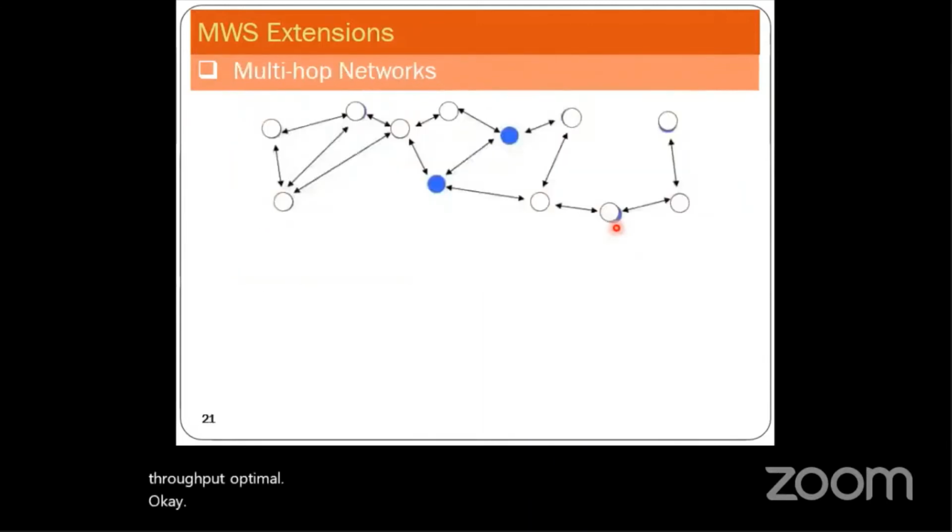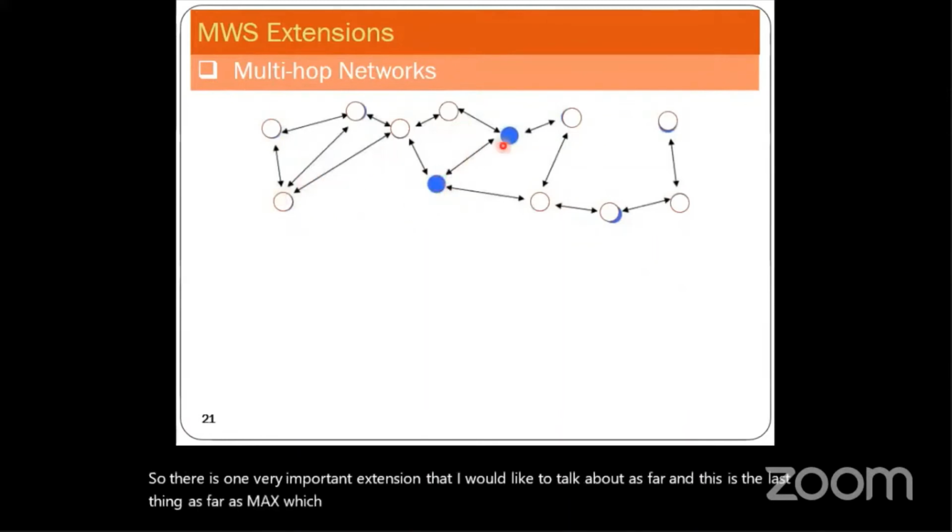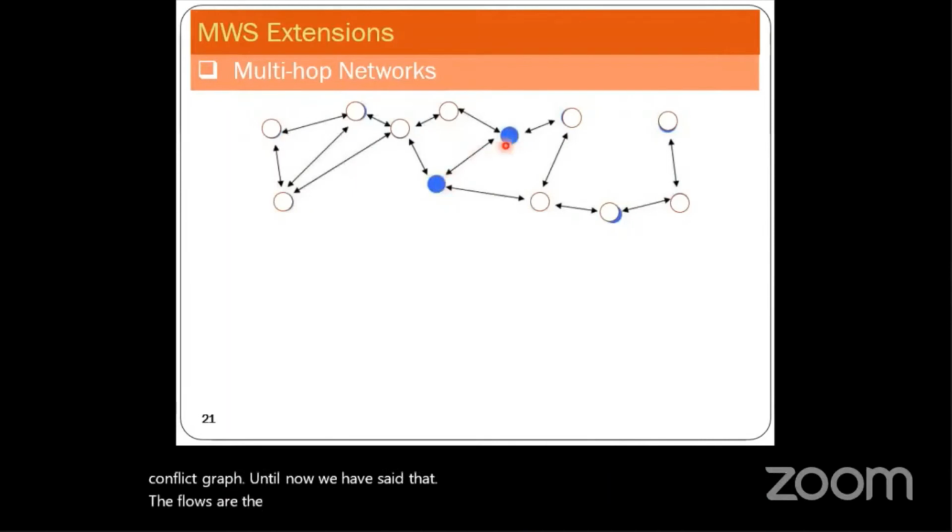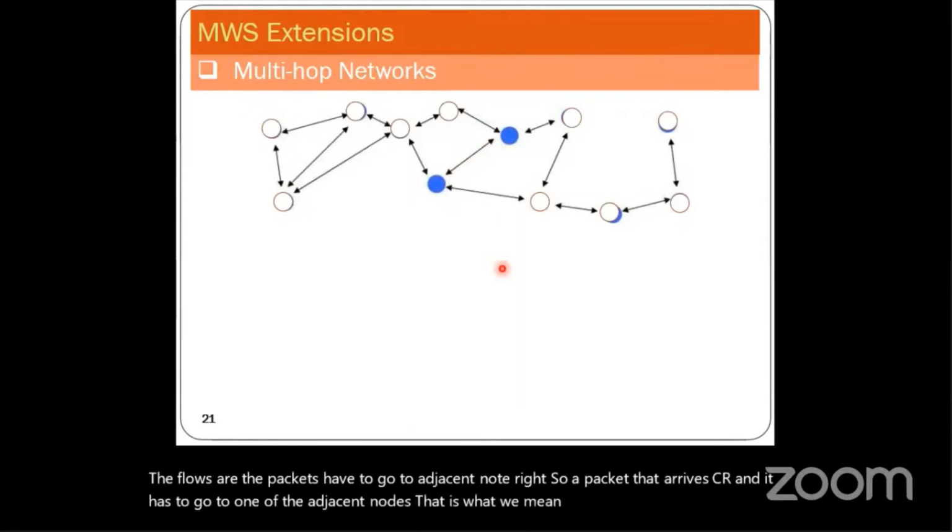So there is one very important extension that I would like to talk about, and this is the last thing as far as max weight goes. Until now, we have said that, so this is the network, this is not the conflict graph. Until now, we have said that the flows or the packets have to go to an adjacent node, right? So a packet that arrives here has to go to one of the adjacent nodes. That is what we mean by single hop flows. But in general, the flows could be multi-hop.